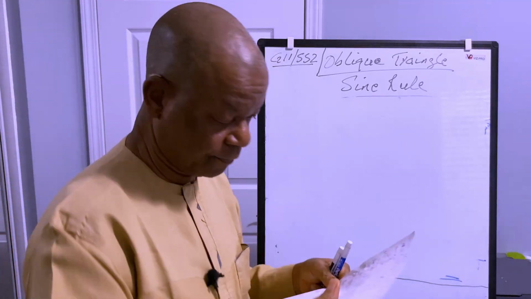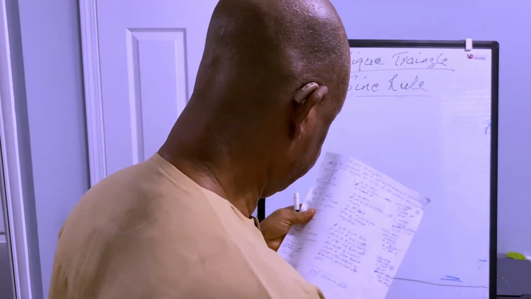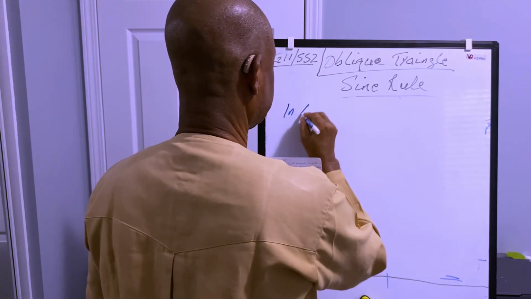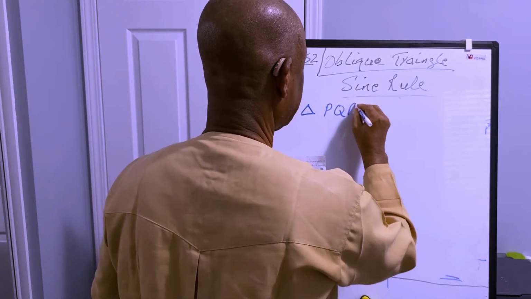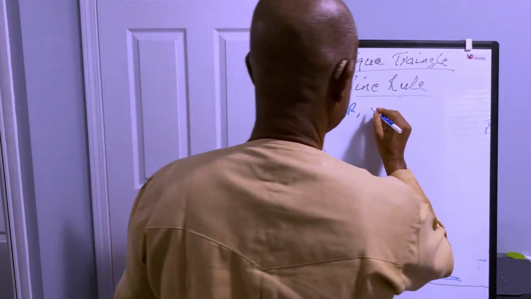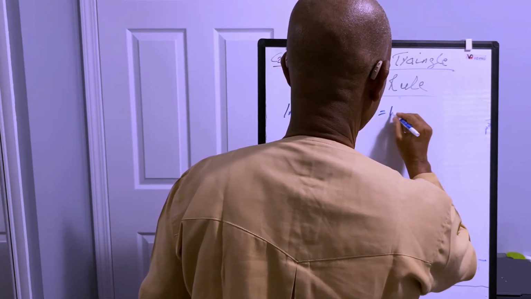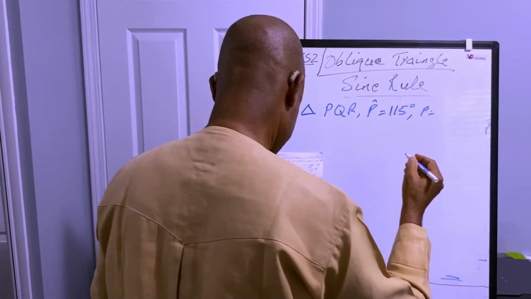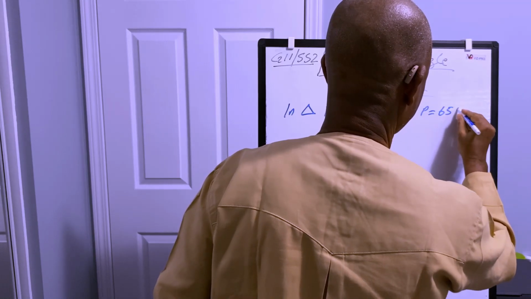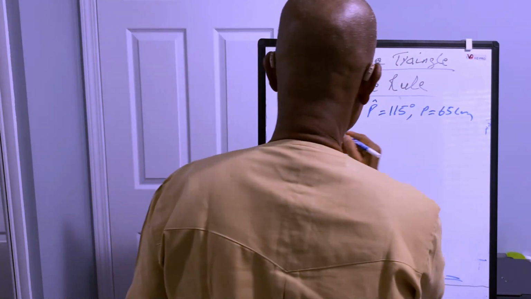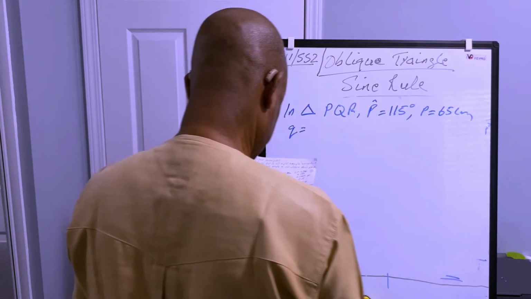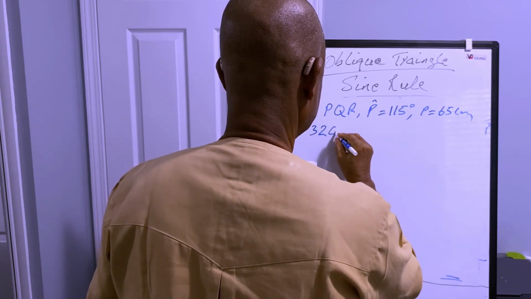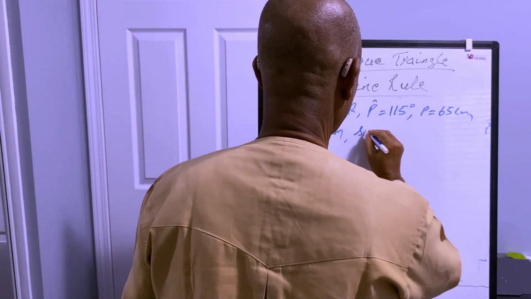Here we are given triangle PQR. In triangle PQR, we are told here that angle P is equal to 115 degrees, while side p is 65 cm, and side q is equal to 32 cm. And then we are expected to solve completely.